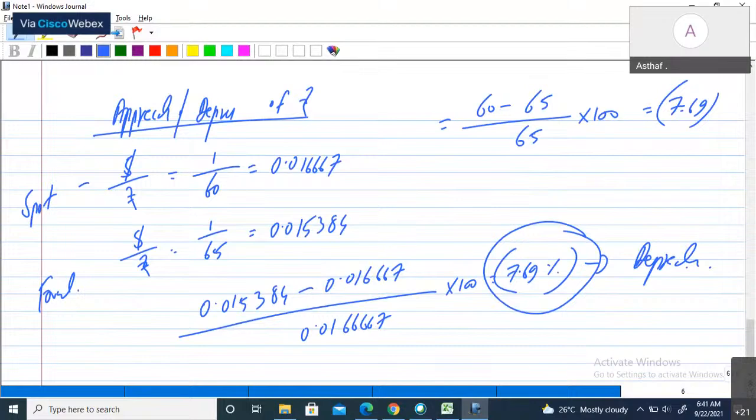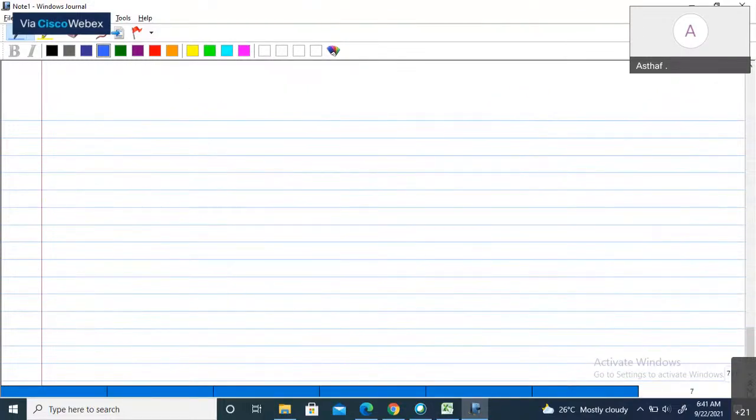Sir, what is meant by swap point? You are ready, I am also ready. Let us start with the swap point. We will discuss what is meant by swap point.